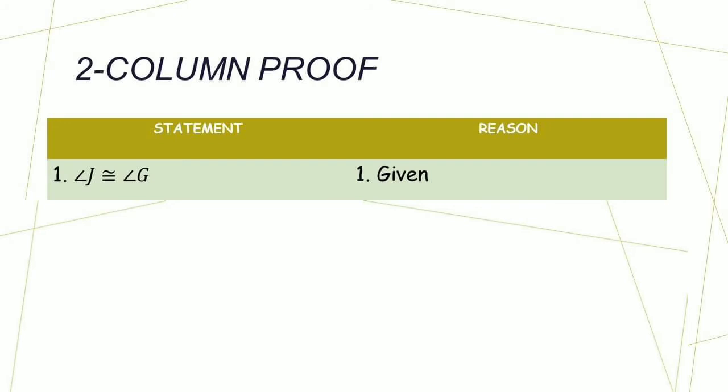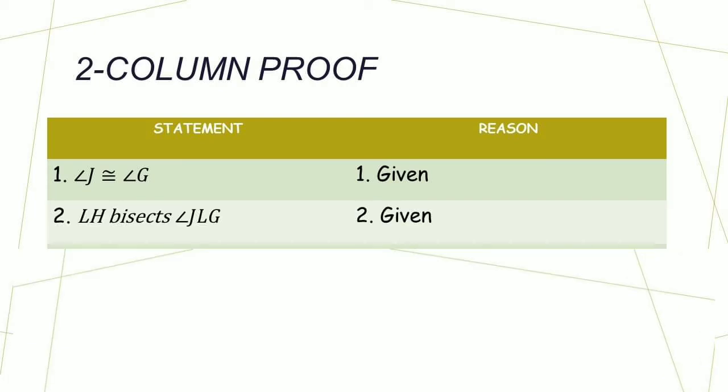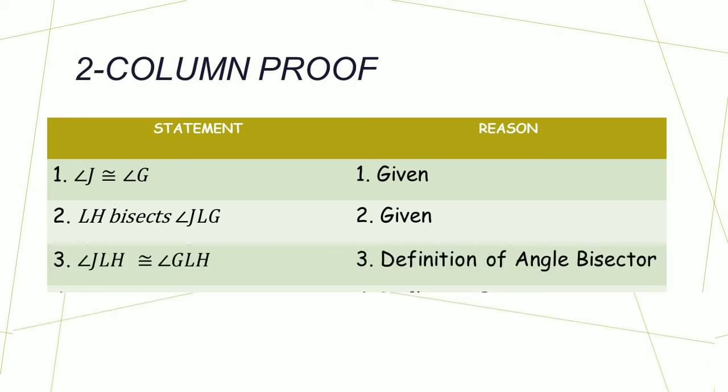Again, our two-column proof. We have the first statement, angle J is congruent to angle G. The reason is given. Second statement, LH bisects angle JLG. That is also given. Statement number 3, angle JLH is congruent to angle GLH. The reason is by definition of angle bisector.